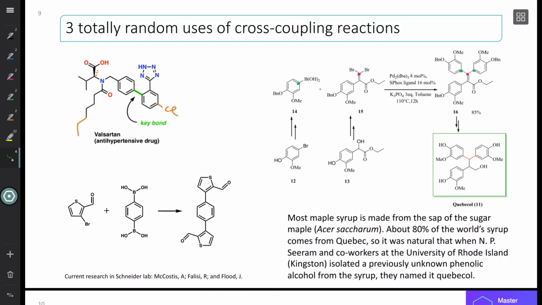My last example is from my current lab right now. So this reaction is a Suzuki coupling between not a benzene ring, but a thiophene ring. So it's still an aryl halide. The aldehyde is not affected at all. And then we react it with a double boronic acid on a benzene ring. So we're putting in 2 of the thiophene units on either side of the benzene ring.